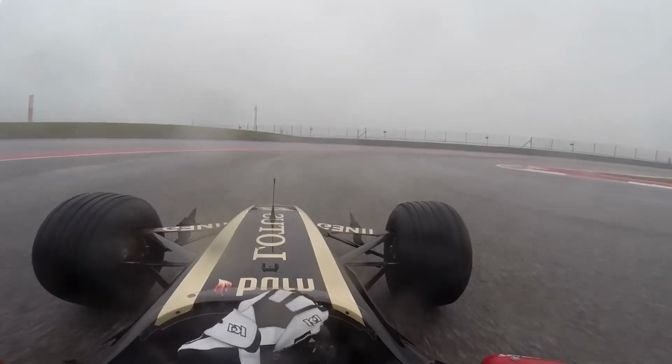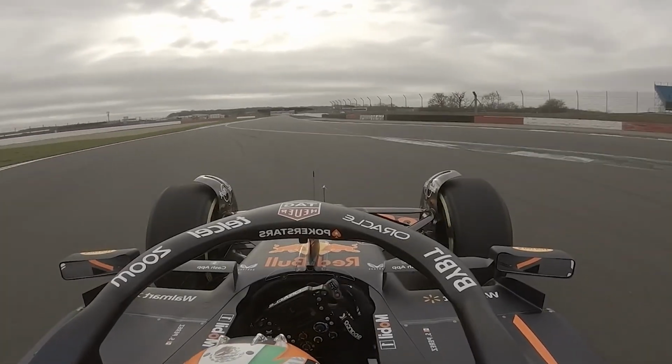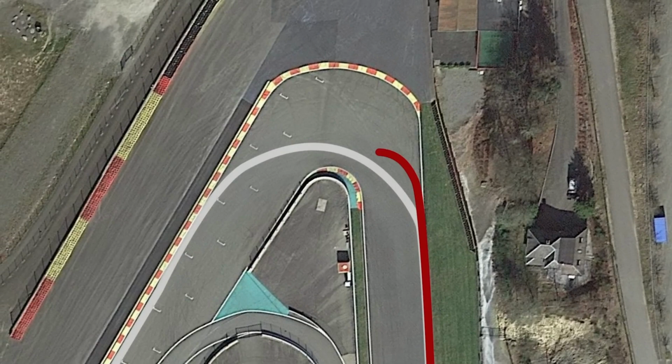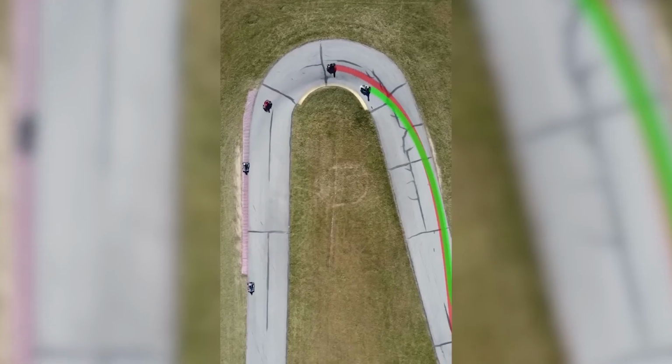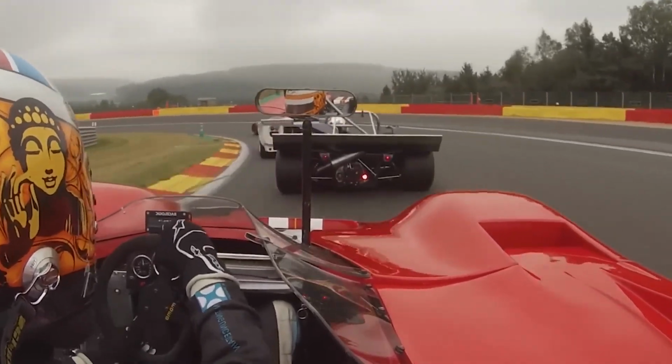Welcome to our deep dive into the art and science of racing lines. Whether you're a budding racer, a sim racing enthusiast, or just curious about what makes drivers faster through corners, understanding racing lines is fundamental. Today, we'll break down what a racing line is, why it's crucial, and how mastering it can shave seconds off your lap times.